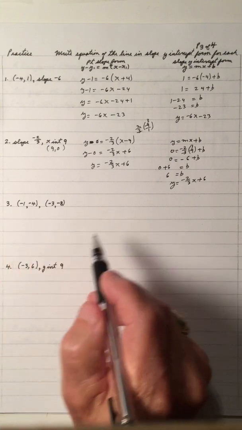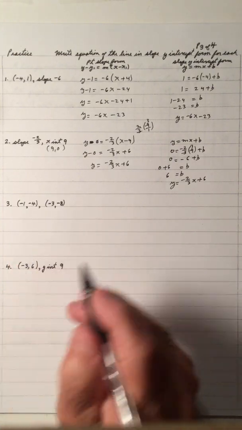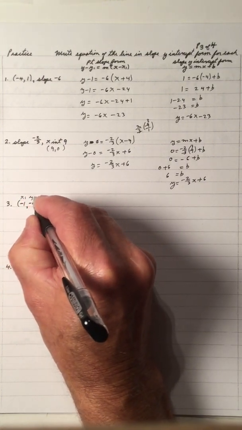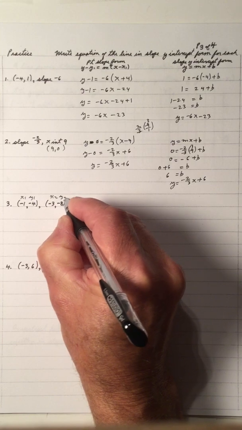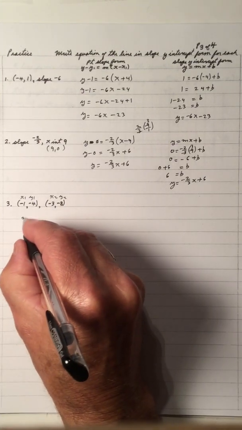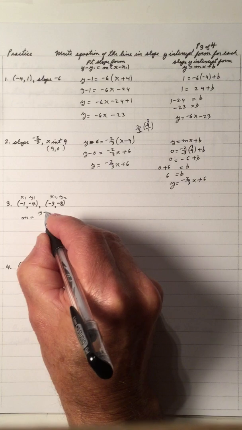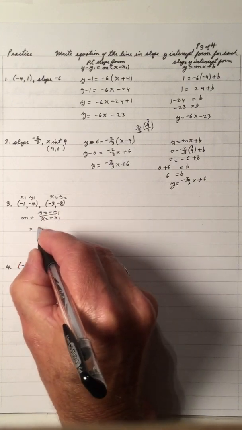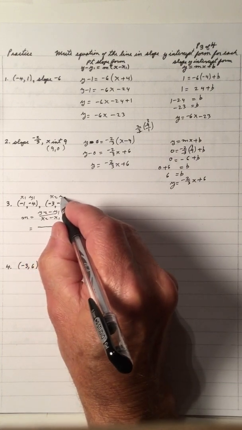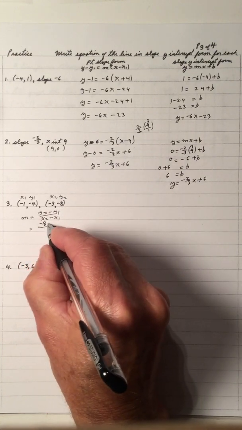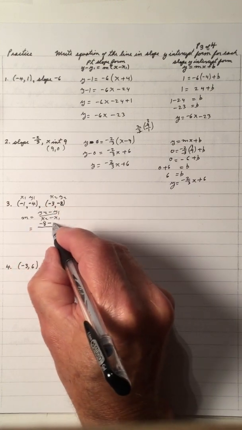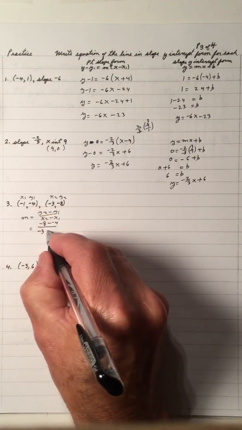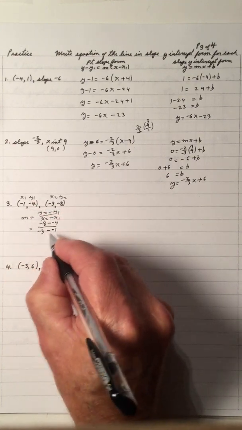And let's do the third one. You can work these out, pause, work them out. I don't have a slope, so I have to work out my slope. We have x1, y1, x2, y2. To get the equation of a line, you need your slope. So m equals y2 minus y1 over x2 minus x1. My y2 is negative 8. Subtract y1, negative 4. x2 is negative 3. Subtract x1, negative 1.